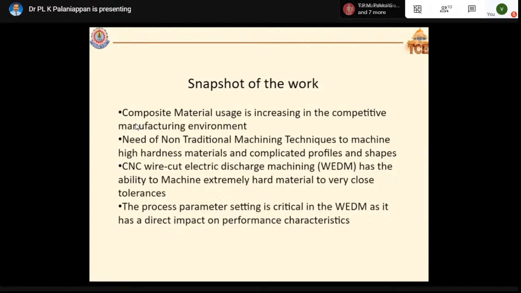The CNC wire-cut electric discharge machine is simply called wire EDM. This wire EDM is one among the non-traditional machines, which has the capability to machine extremely hard material, and you can achieve very close tolerance. Because it is computer numerically controlled, CNC, you can expect very high accuracy as well as tolerance. That is very much possible with this. The process parameter setting is critical in wire EDM. It has a direct impact, because if the process parameters are not set correctly, your performance is definitely going to be affected. It is going to affect the performance characteristics. That's why it is very critical. We have to set the process parameters intact.